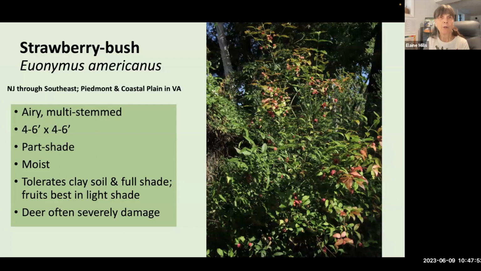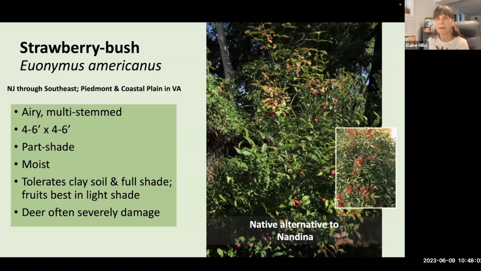Strawberry bush, Euonymus americanus, is a very airy multi-stemmed plant, about 4 to 6 feet in height, perfect as a native alternative to invasive Nandina. You could use it along foundations as a hedge or grouped in woodland margins, as you see here. This is a plant that's going to prefer part shade and can actually tolerate full shade.